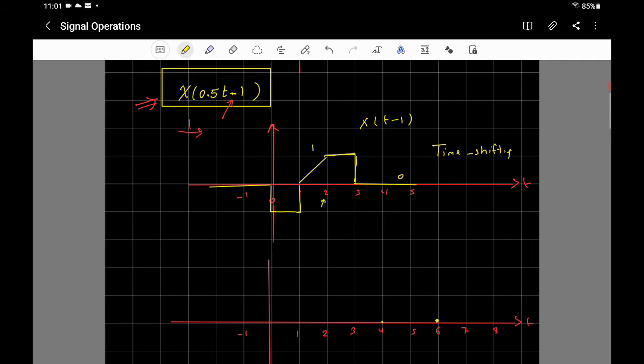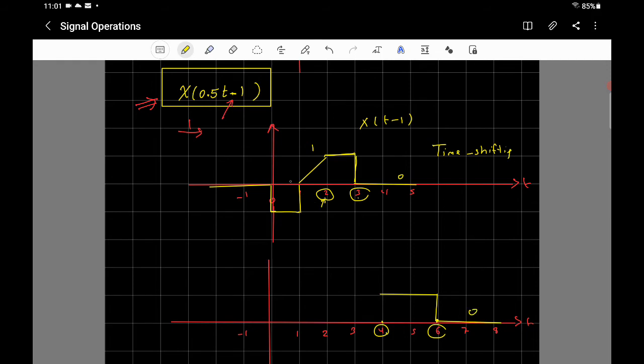So you have these 2 points. Between these 2 points, 2 and 3, you have a straight line equal to 1. It will be equal to 1, but instead of between 2 and 3, it will be between 4 and 6. And of course, you can complete the graph. It is 0 to the right, no change in it.